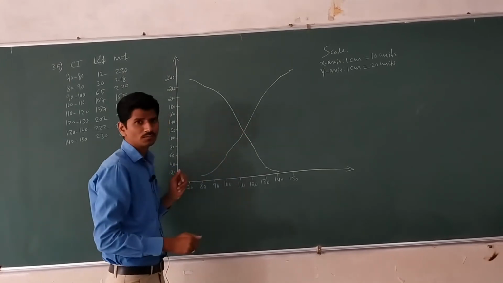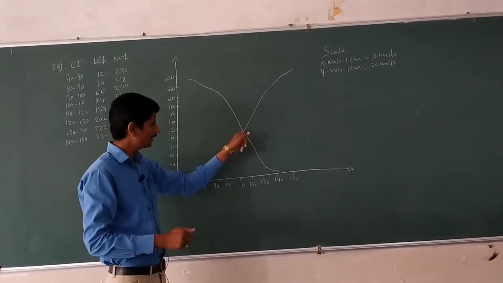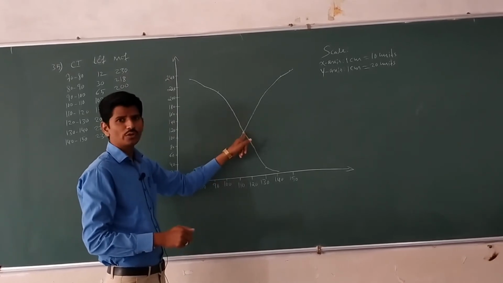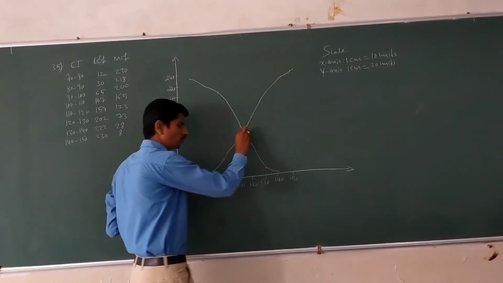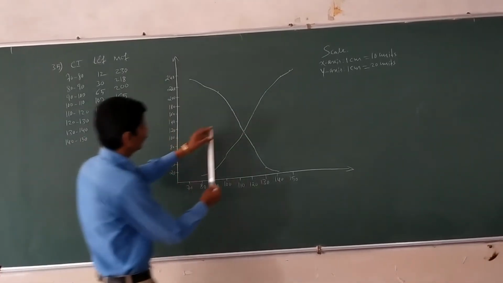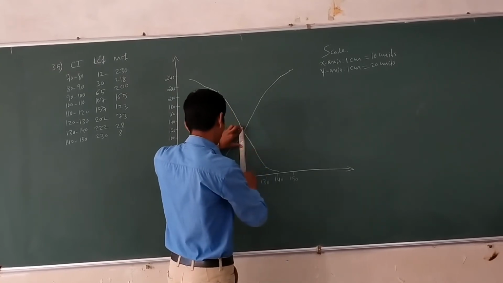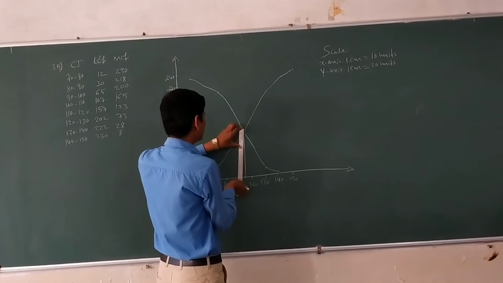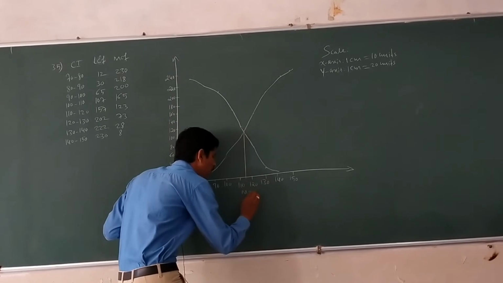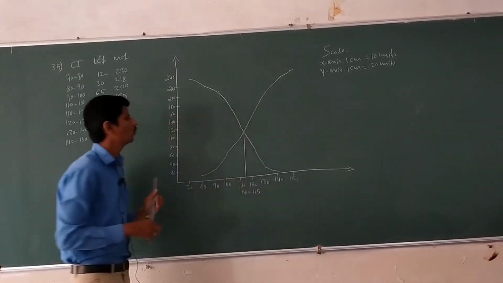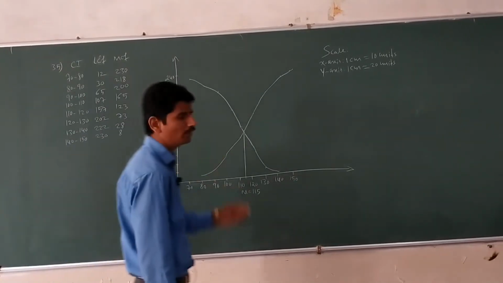From the point of intersection of these two OGIVEs, draw a line perpendicular to the x-axis. The point on the x-axis gives the median value. Here it is exactly 115 million. M equal to 115. The median is 115.